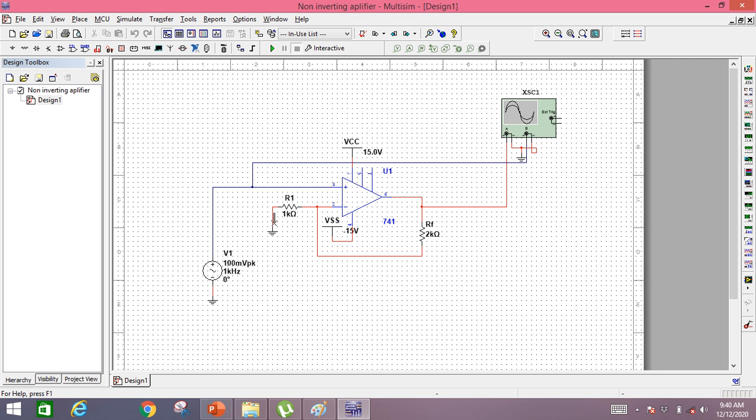So here we will make some changes in this circuit diagram and make it an inverting voltage amplifier. So how will we make the changes? The input signal we will apply to the inverting terminal, and the non-inverting terminal we will ground.